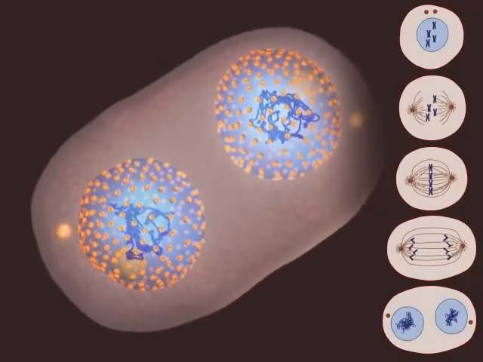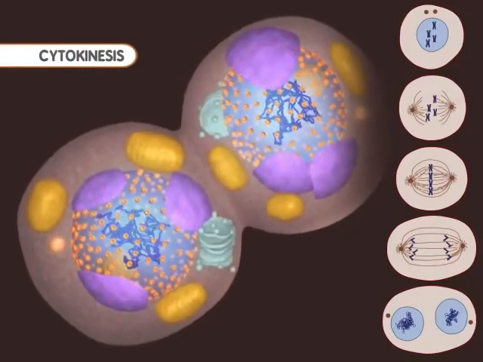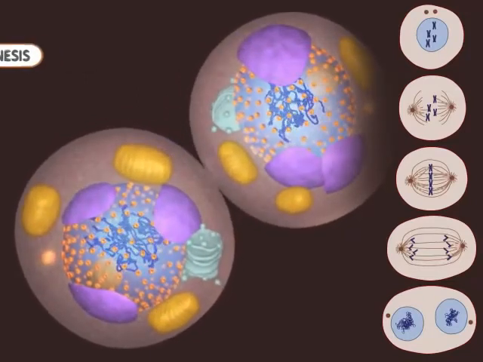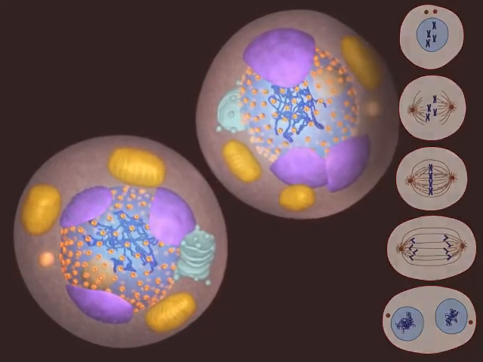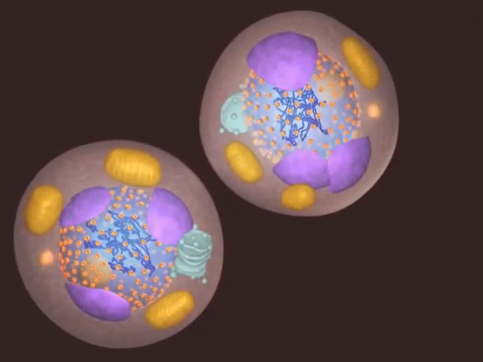Finally, the splitting of the cell occurs during cytokinesis. The two new cells are now ready to grow and perform their specialized functions.